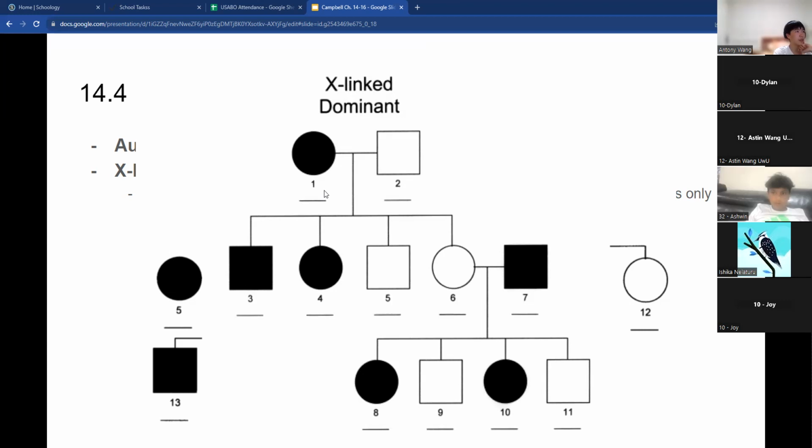There's not really much to say here. One thing to point out is males only have 1 X chromosome, and I'll show you why that's important shortly.